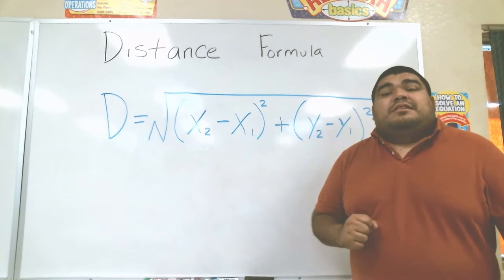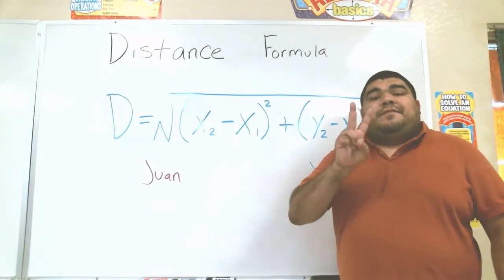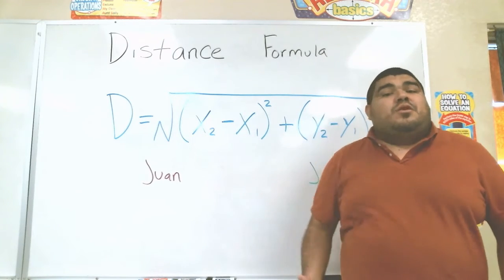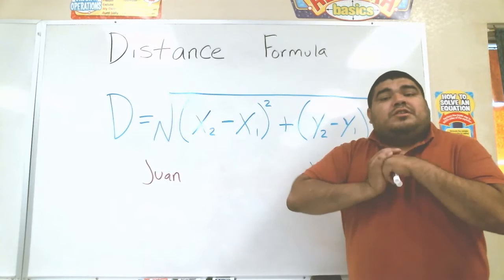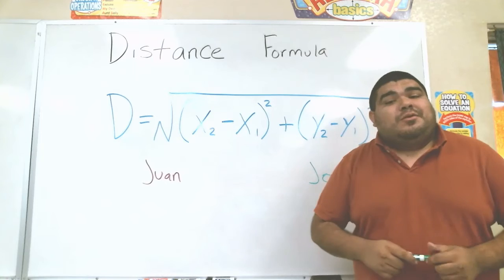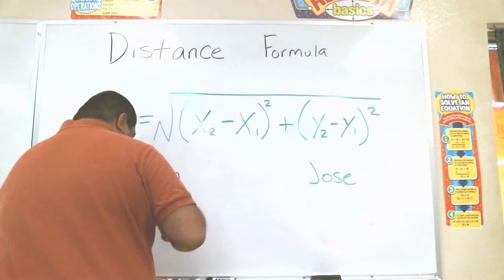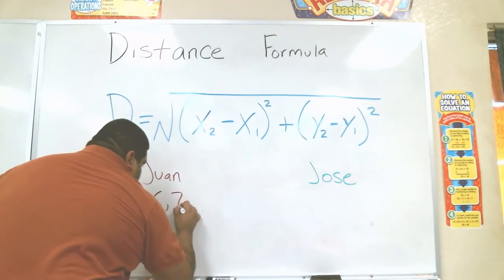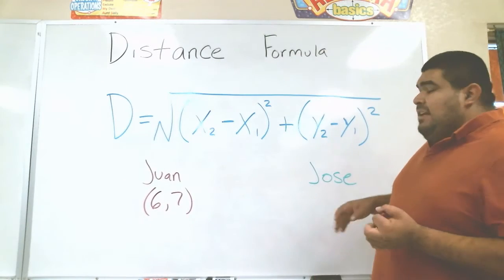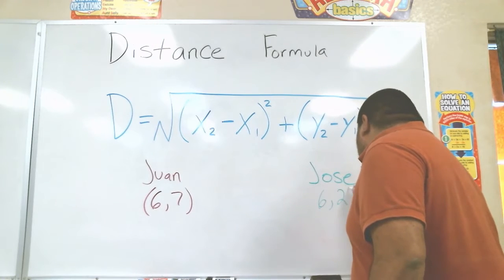So let's start on the first example. We have two friends who want to see each other. They don't know how far away from each other they are, so they're trying to find the distance between their houses. One's house is located at 6, 7. That's where his house is located. Jose's house is located at 6, 2.